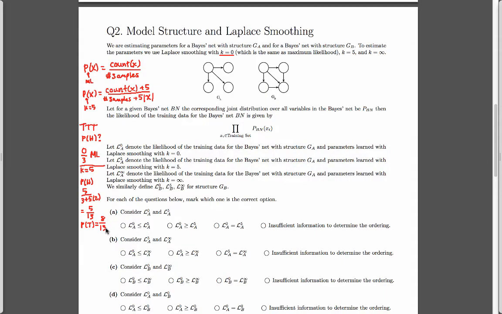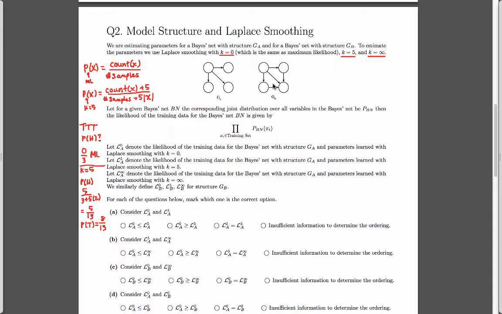Okay, so in this question, we are considering 3 cases. One is where we have Laplace smoothing with k equals 0, which is the same as max likelihood. One is k equals 5, which is kind of what we saw right here. And one is when k equals infinity. The case when k equals infinity is where you would take this equation, except have the 5 be k, and take the limit as k goes to infinity.